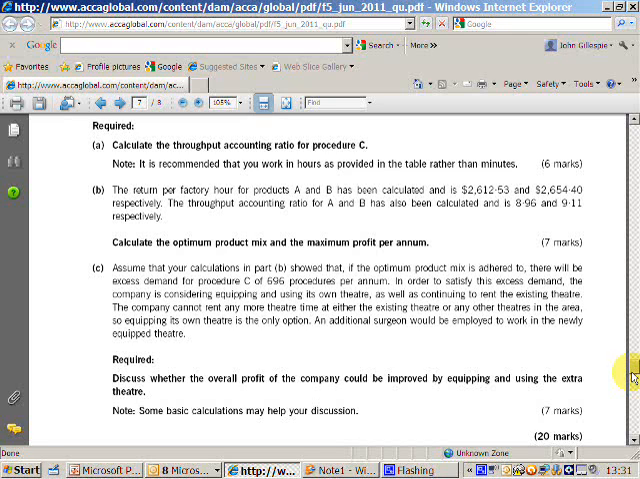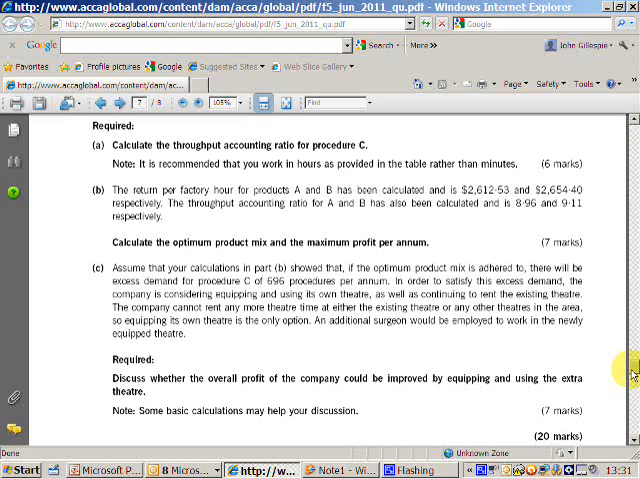Part B, looking at the requirement in bold, is calculate the optimum product mix and the maximum profit per annum. So this tells me just from reading that there is an optimum product mix between the 3 products, and as usual in these types of limited resource questions, it would suggest that we don't have enough resources to satisfy demand for all of the requirements.